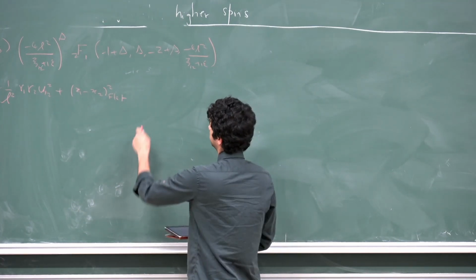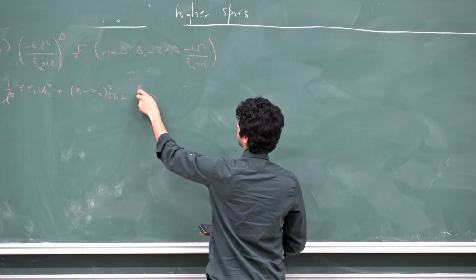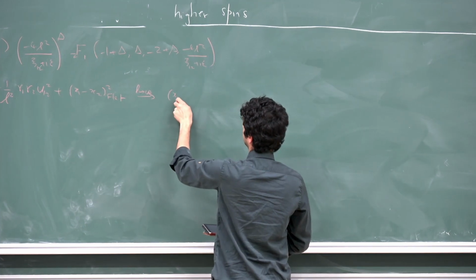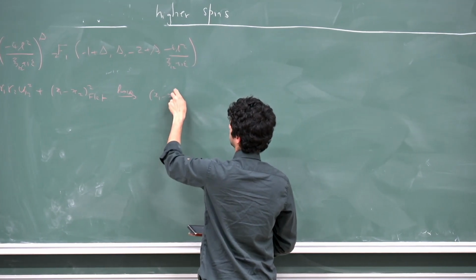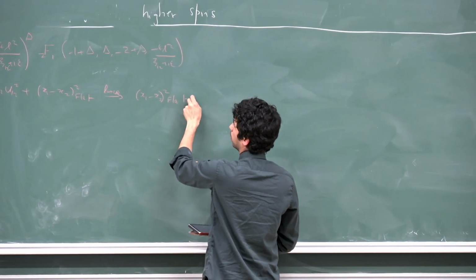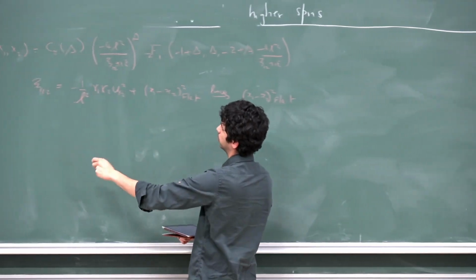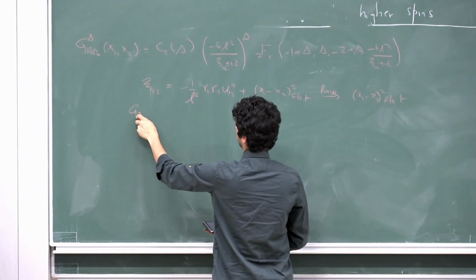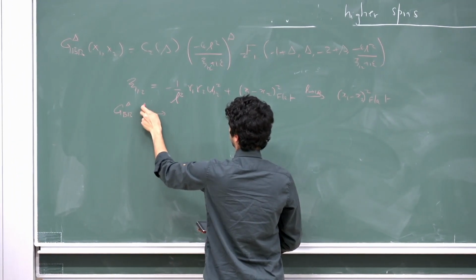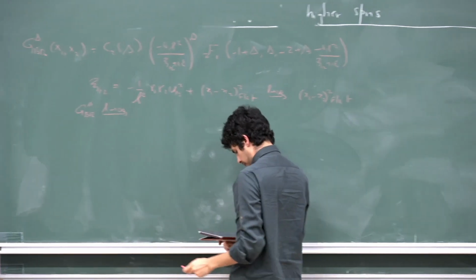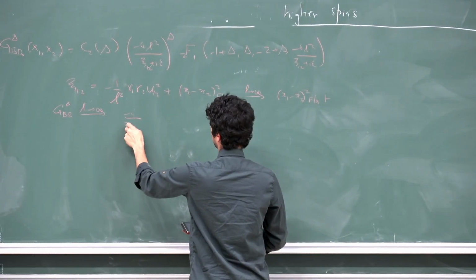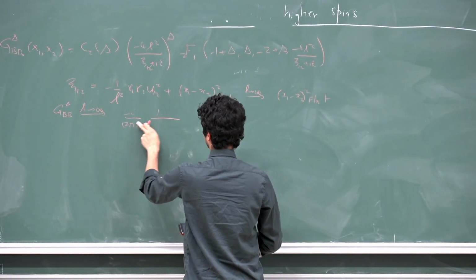And what you can see is that as you take the flat limit, the distance obviously goes over to the flat space distance. But what you can also show is that if you take the bulk propagator and take L to infinity, it just reduces to the Feynman propagator.